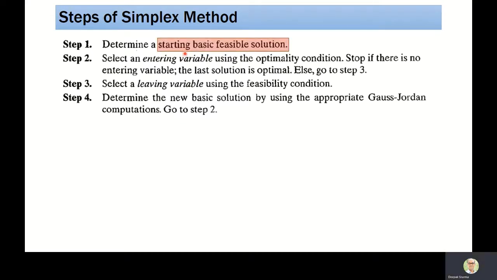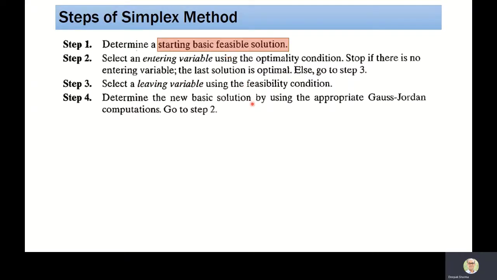Here, the important point is we have to find the starting basic feasible solution. In the given problem, we took x1 and x2 as non-basic, meaning 0, 0, and the rest of the variables as basic. And when we calculate the values of S1, S2, S3, and S4, all of them were non-negative. So we can start with that particular solution.